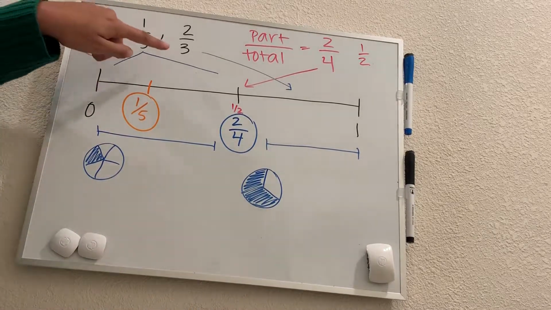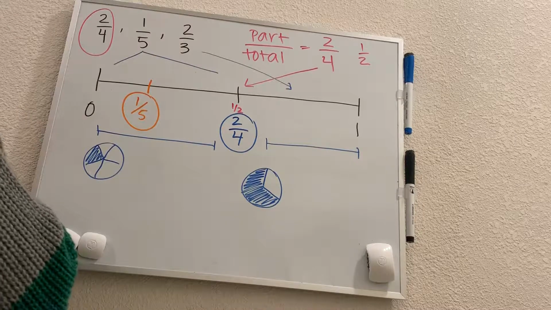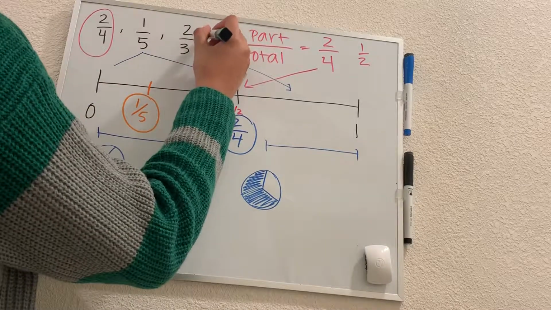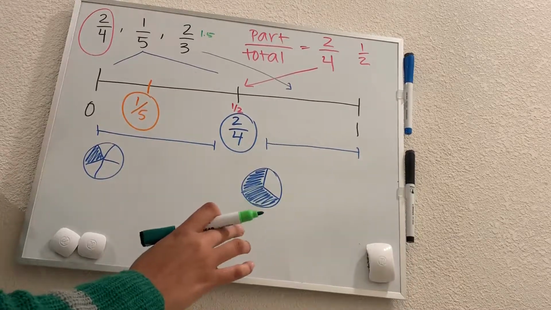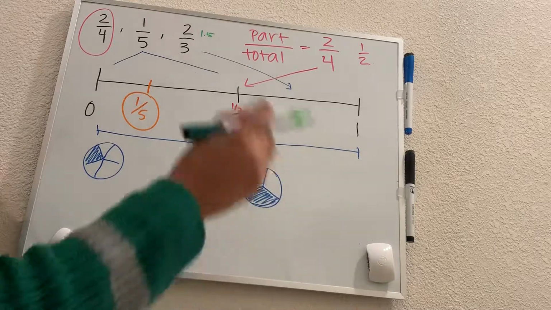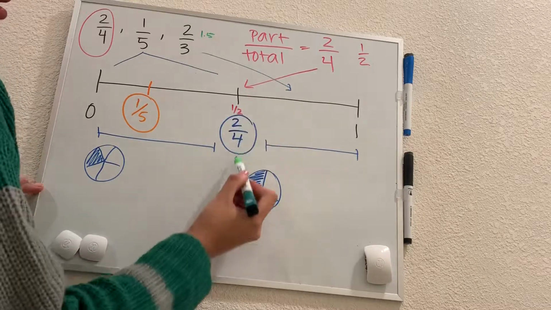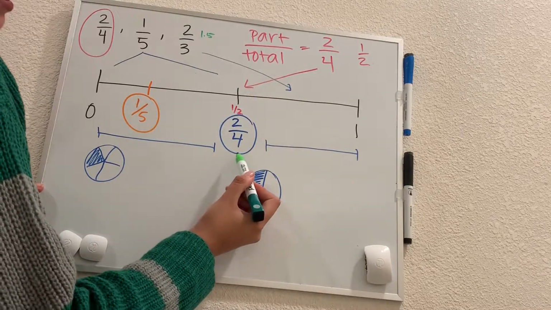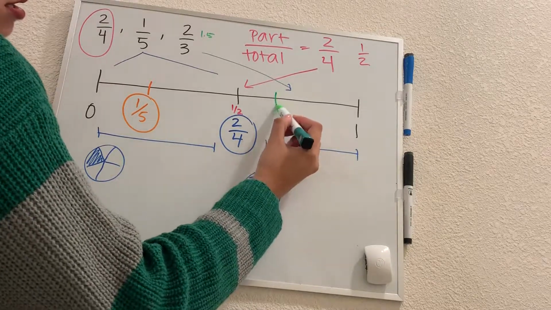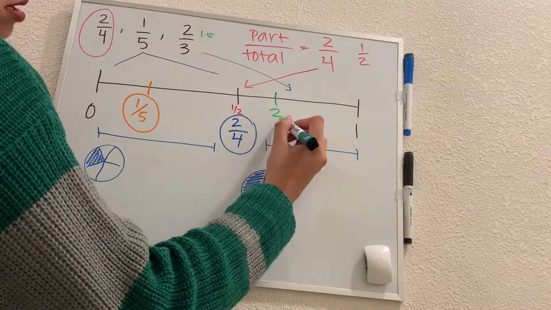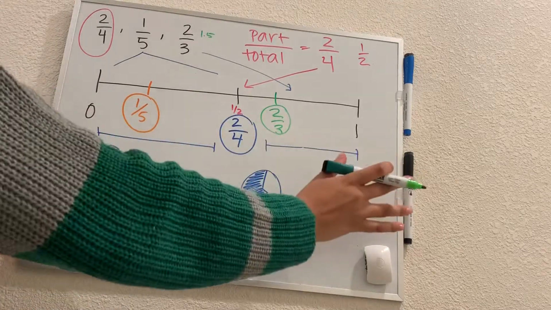Next, 2/3. What's half of 3? Half of 3 is 1.5. Is 2 a lot more than 1.5 or a little bit more than 1.5? Exactly, it's a little bit more. So if it had said 1.5 out of 3, it would be here in the middle, right? But since it's only a little bit more than 1.5, we're going to put it around here. So we'll put it here and we'll say 2/3. Since we're estimating, you can do it this way.